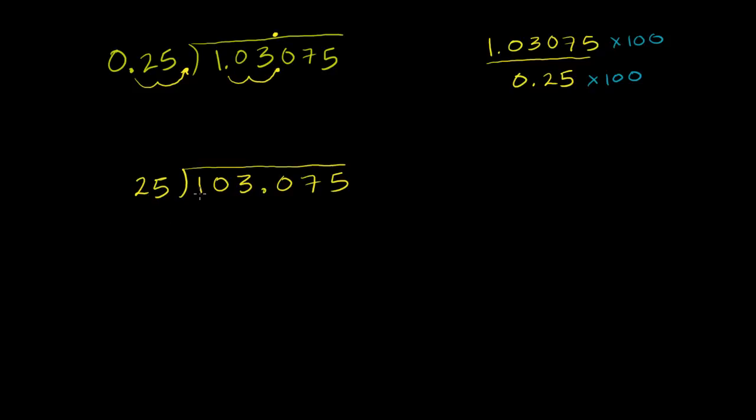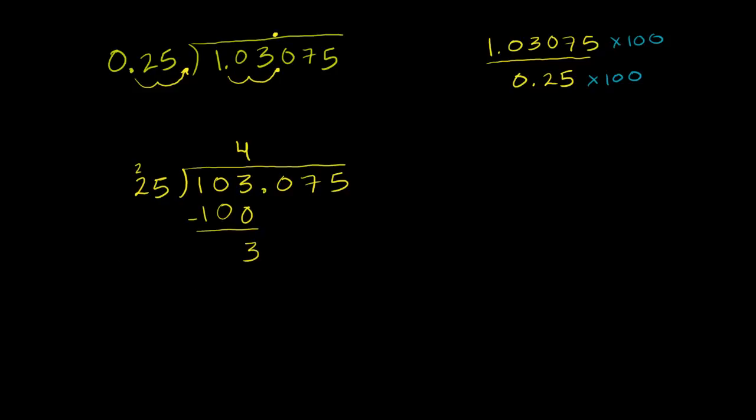So 25 does not go into 1. 25 does not go into 10. 25 does go into 103. We know that 4 times 25 is 100. So 25 goes into 103 4 times. 4 times 5 is 20. 4 times 2 is 8, plus 2 is 10. So that's 100. We knew that. 4 quarters is $1, is 100 cents. And now we subtract. 103 minus 100 is going to be 3.